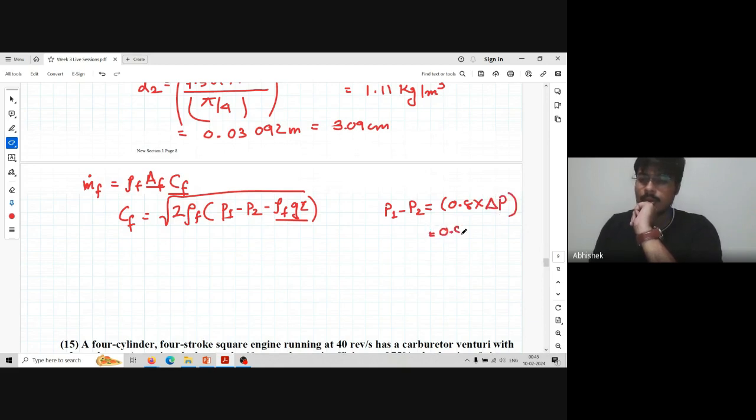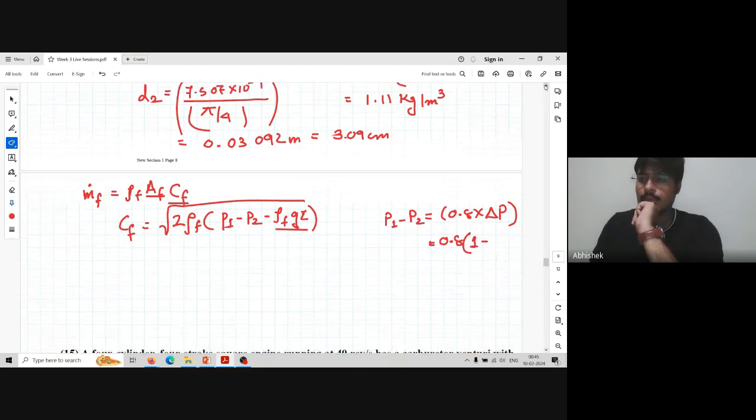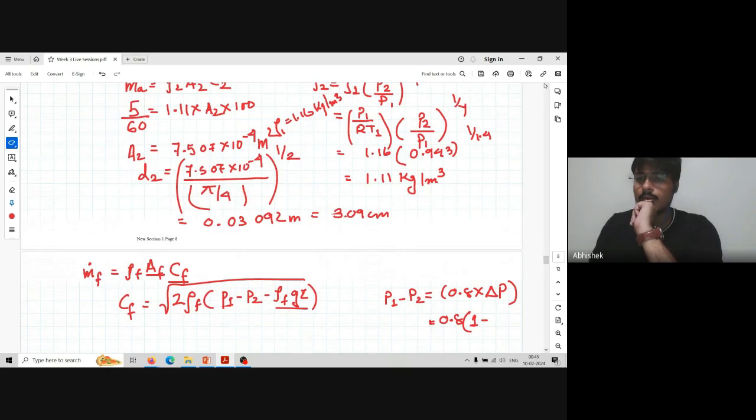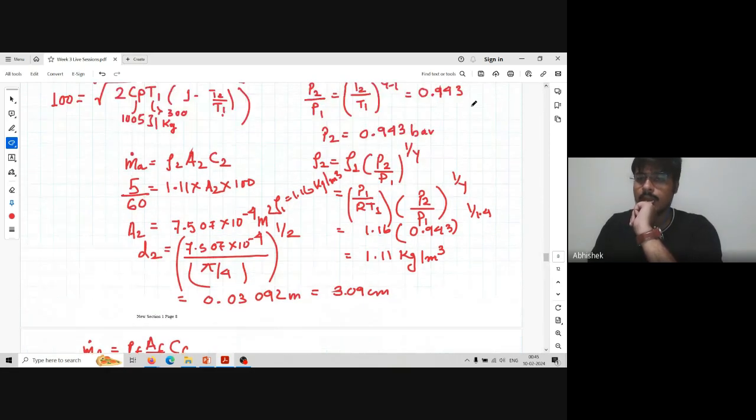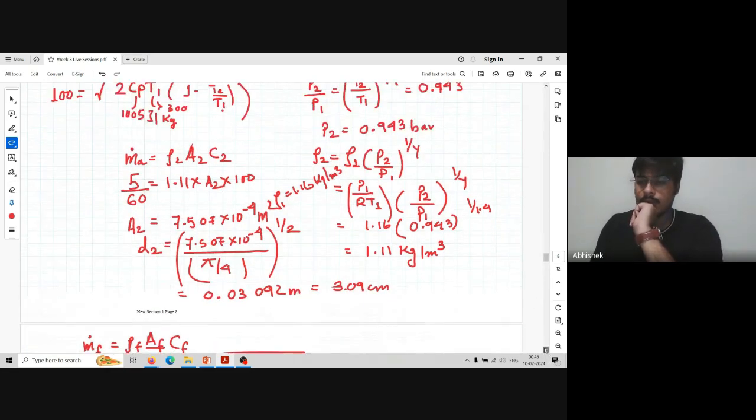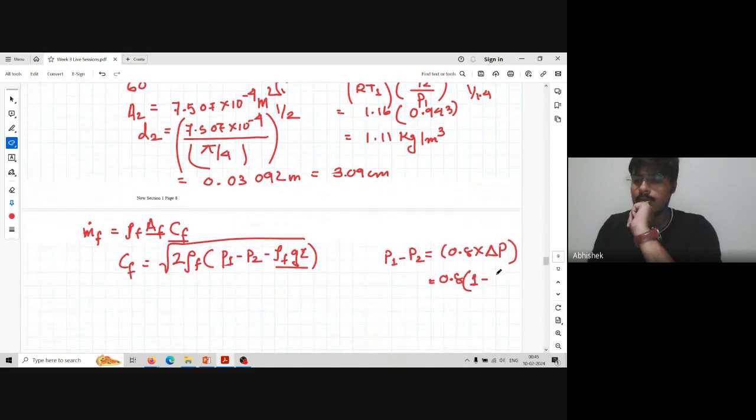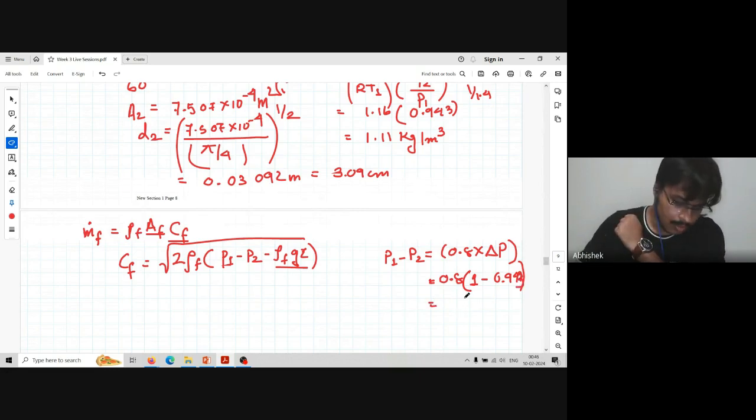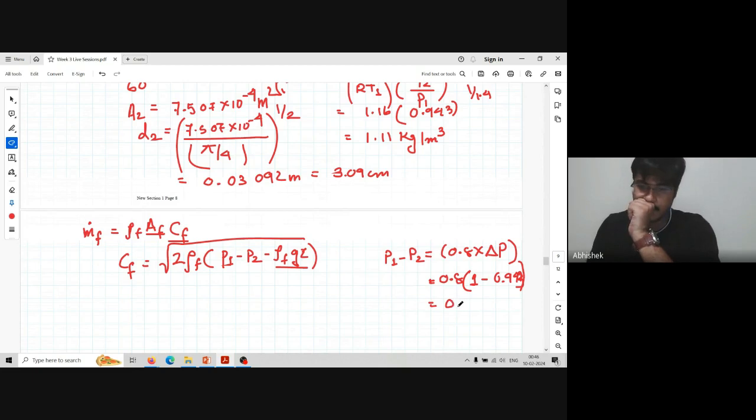What is the pressure drop in the venturi? In air, the pressure dropped from 1 bar to how much? P2 we calculated, right? 0.943. Are you following it? 1 minus 0.943. Yes. So how much is it coming? 1 minus 0.943 into 0.8. It is coming 0.0456.